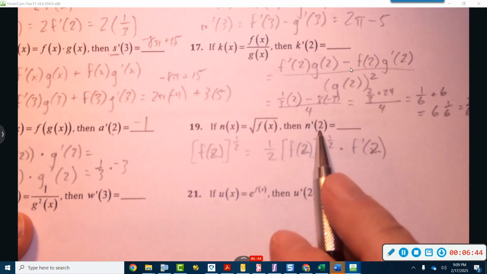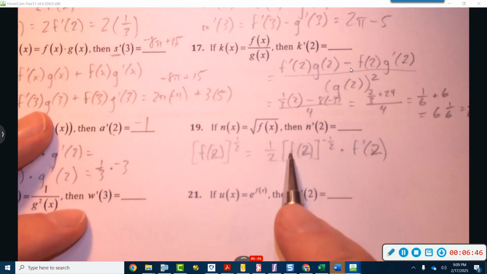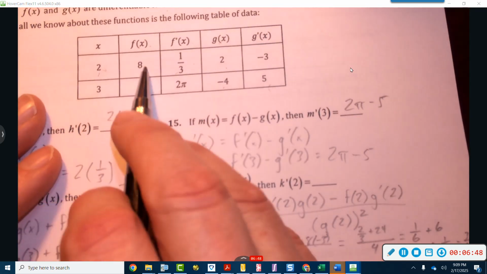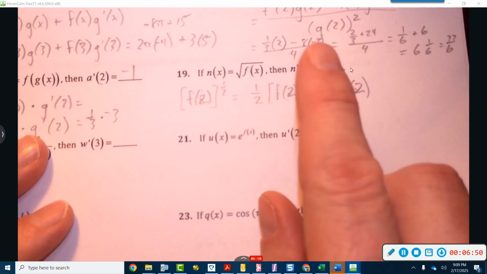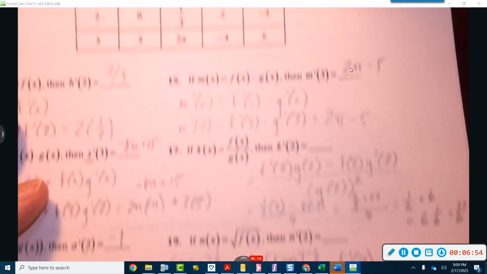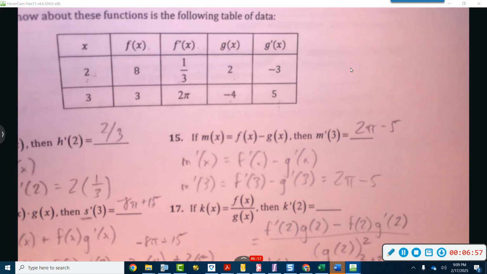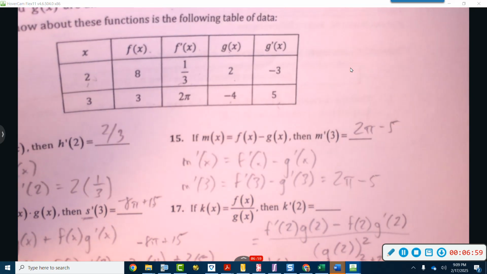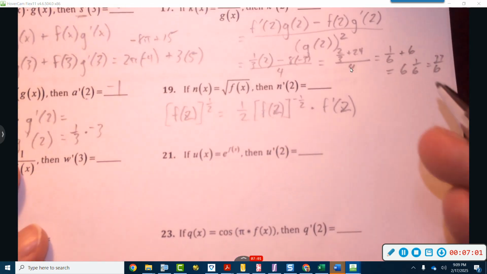Okay, because we are putting in a 2. So what is f of 2? F of 2 is actually 8. So what is 8 to the -1/2 power? Let me just double check that, because I'm not feeling that. But that is correct.